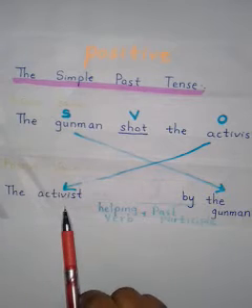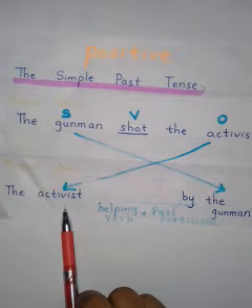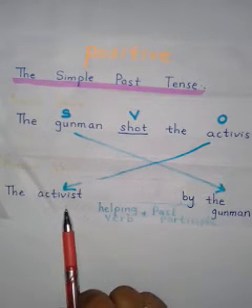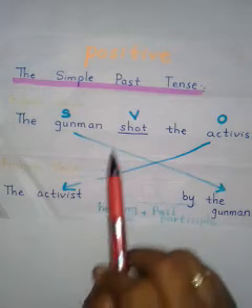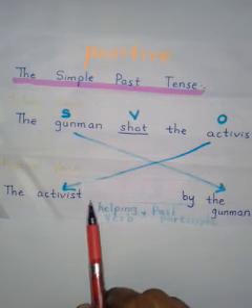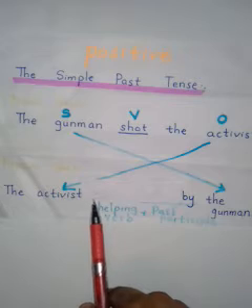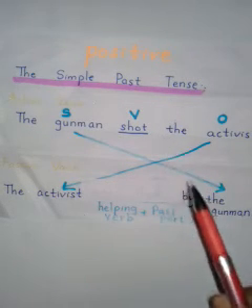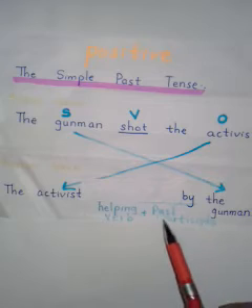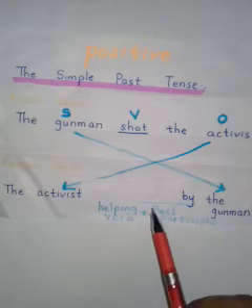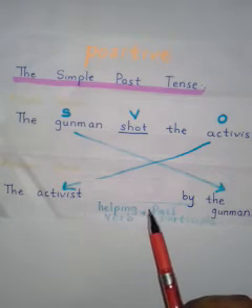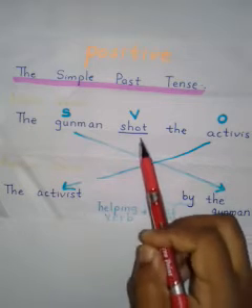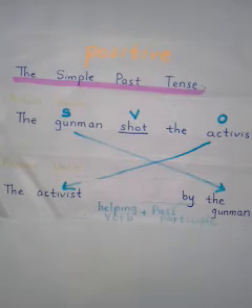The activist, that is in singular form. So you must take the helping verb as was. And because this is a passive sentence, you must put the past participle of this main verb.